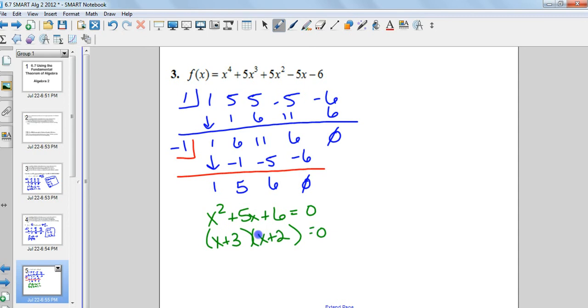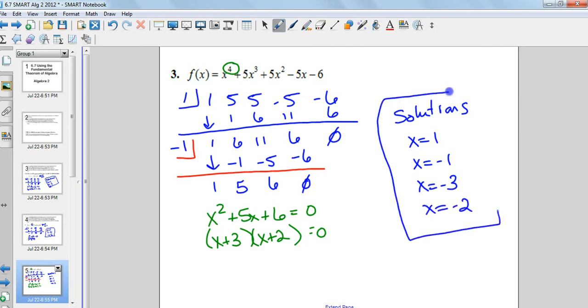So if you think about how many solutions we're going to have in this problem, this was a 4th degree polynomial. We're going to have 4 solutions. So our solutions are, remember the first one was x equals 1, and then we had x equals -1, and then the last two we found were x equals -3 and x equals -2. It doesn't matter what order you list them in as long as you list them all out.